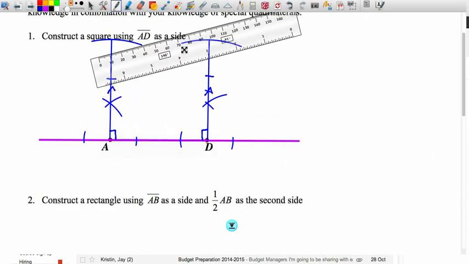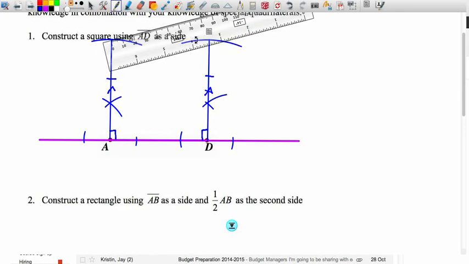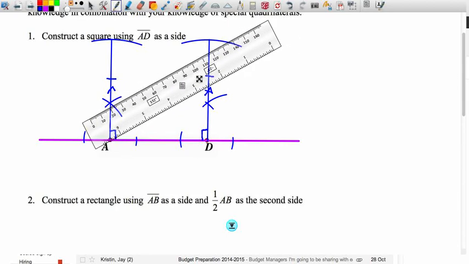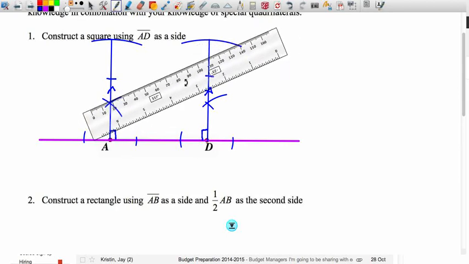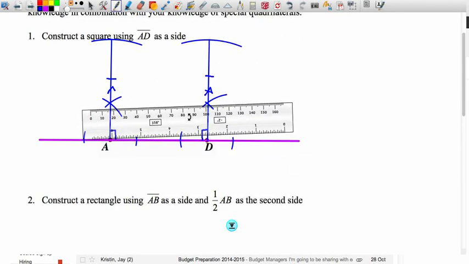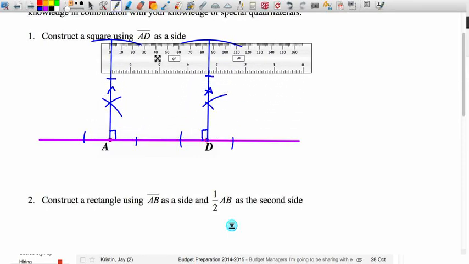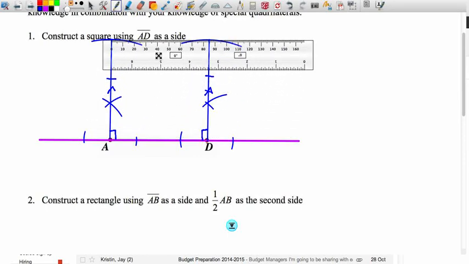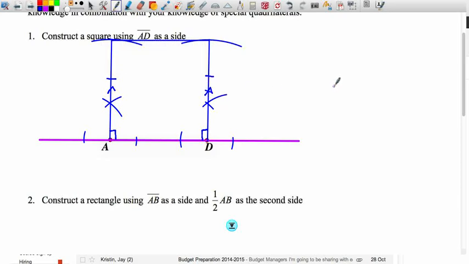And so let me just go to the point of intersection as accurately as I can. And just rotate that ruler. Okay, and then what I'm going to do is just close out my square, and that should give you a square with side length AD.